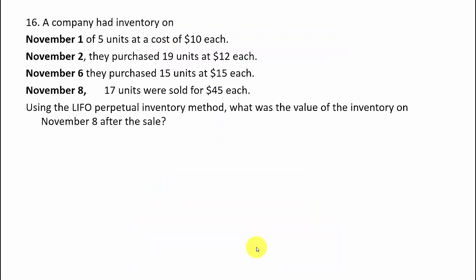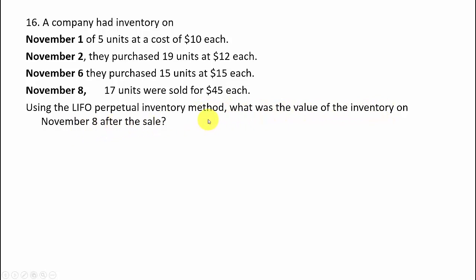Okay, number 16. On November the 1st, we have 5 units that we bought at a cost of $10 a piece. On November the 2nd, we purchased 19 units at $12 each. On November the 6th, we bought 15 units at $15 a piece. And on November the 8th, we sold 17 units for $45. And we're going to use LIFO, and they want to know what was the value of the inventory on November the 8th.